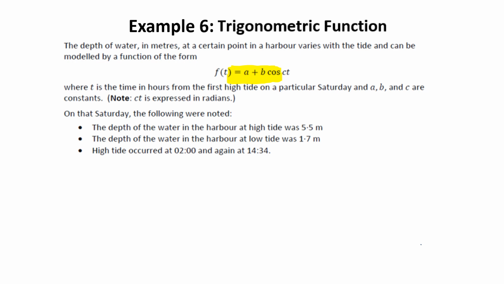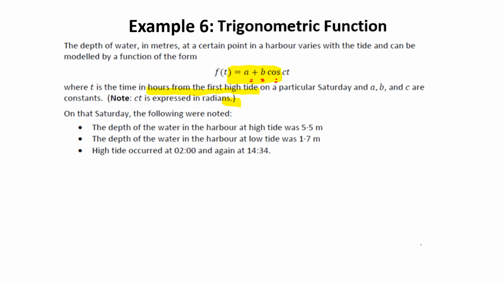We have some extra pieces here that we'll need to focus on. So there's an A, a B, and a C. That will impact how the function looks and the values. They tell us T is the time in hours, so that's important, from the first high tide. A, B and C are constants, and CT is expressed in radians. This question is all radians.